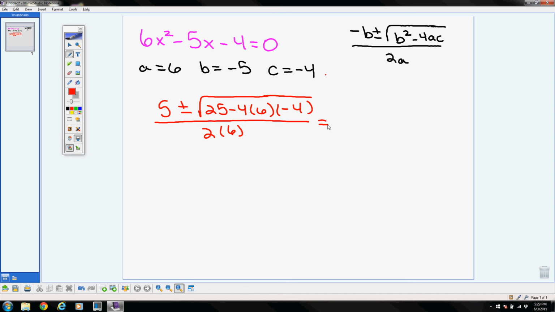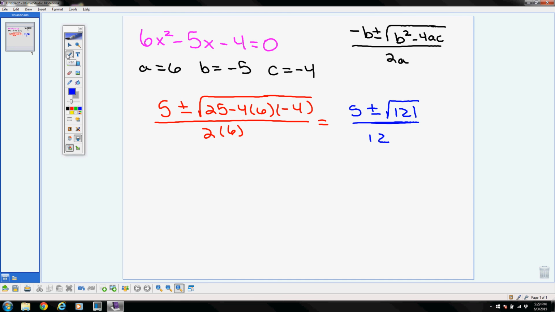Now on top, when we multiply that out underneath the radical, we're going to have 5 plus or minus the square root of 121, and all of that will be over 2 times 6, which is 12. To get the 121, I did 25 minus the 4 times the 6 times the negative 4. And that gave me the 121 underneath the radical.